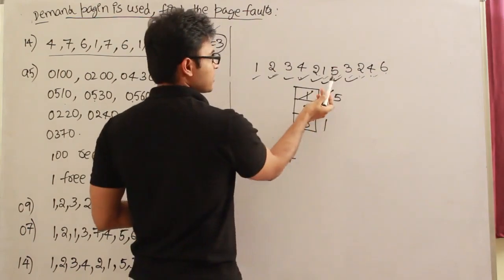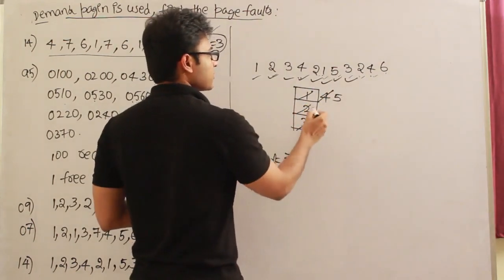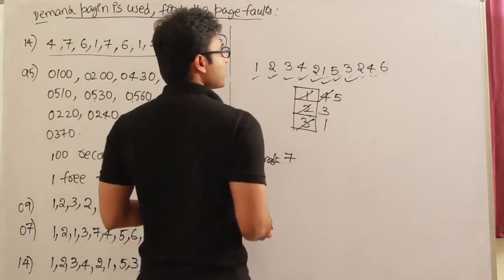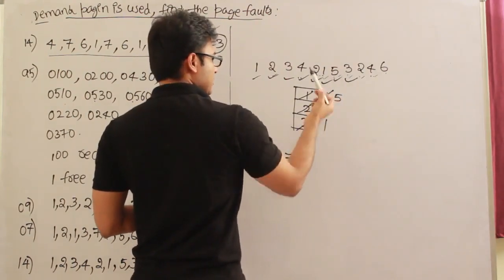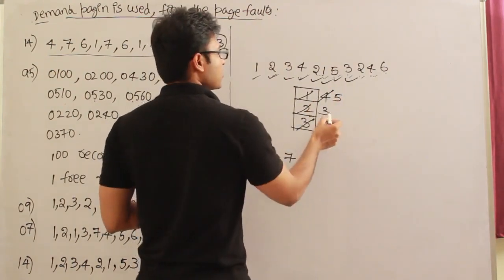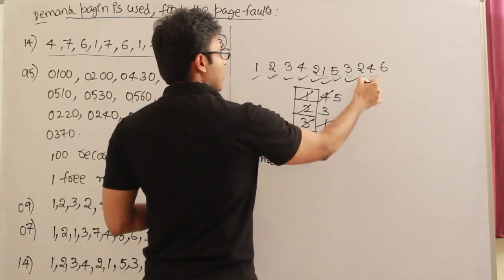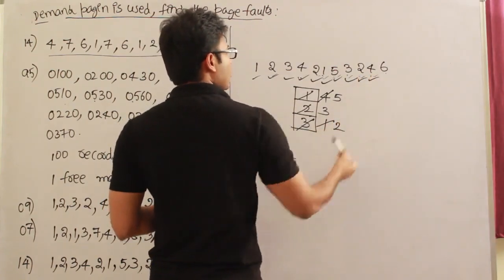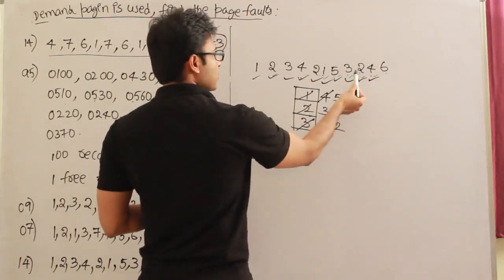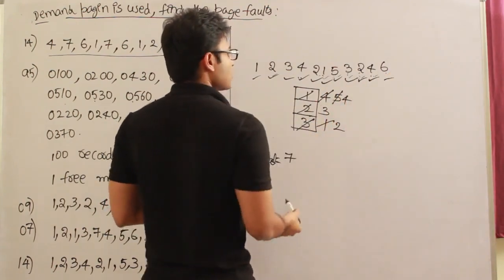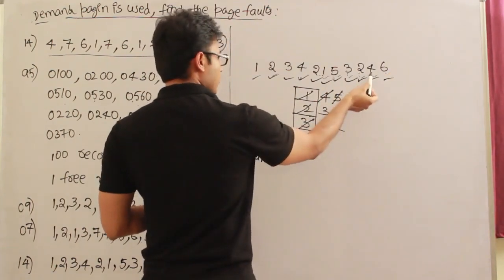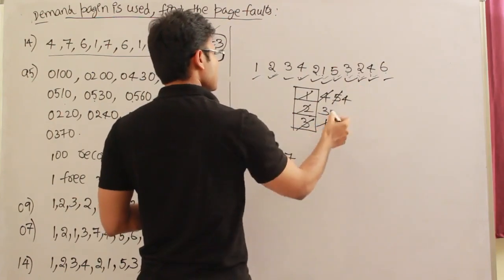Now I am looking at 3. 5 is most recent, 1 is most recent, 2 is the victim. And now I am looking at 2. 3 is most recently used, 5 is most recently used, and 1. Therefore 1 is going to be replaced with 2. Then I am looking at 4. 2 is most recently used, 3. Therefore 5 is the victim. And then I am looking at 6. 4 is most recently used, 2 is most recently used, therefore 3.